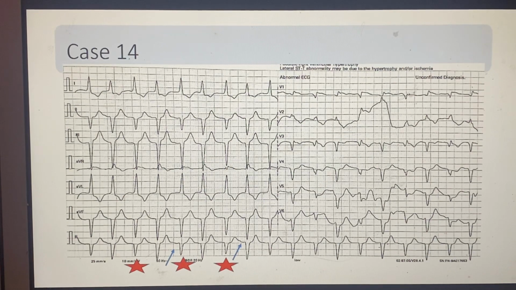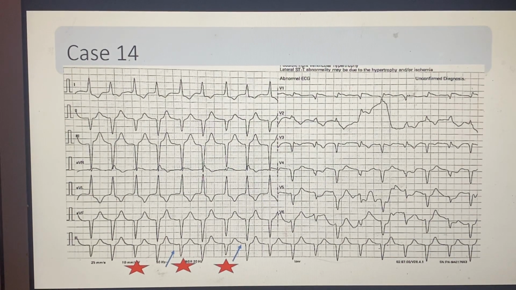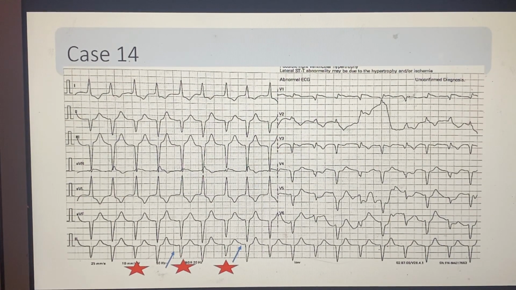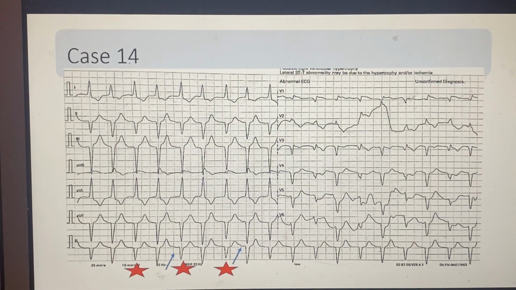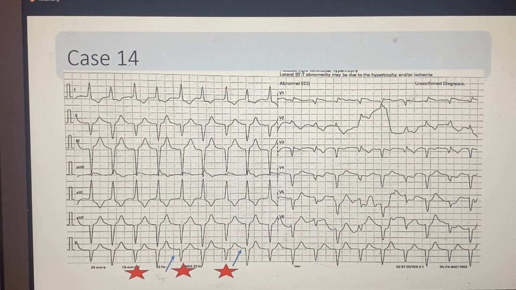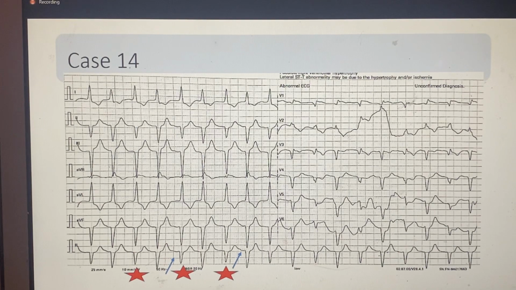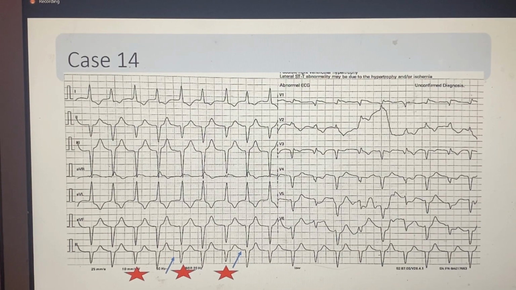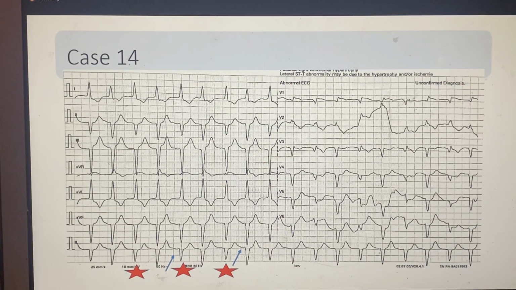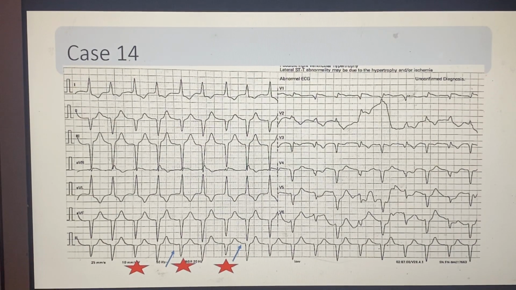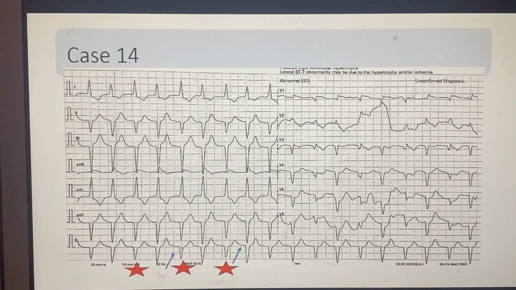To determine VT, there are a few algorithms, Vereckei and Brugada, but I think the easiest to look for, the only unifying one, is AV dissociation. Because if you see more V than A, it's definitely VT. That's why when I look at the ECG, the first thing I try to find is whether there is any A or not, and how the quantity compares, whether it is more V or more A.